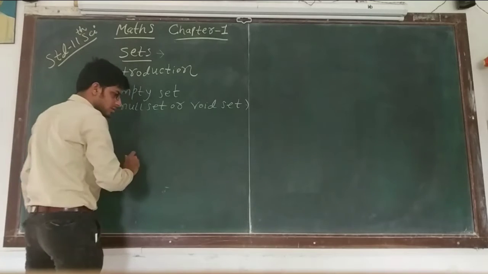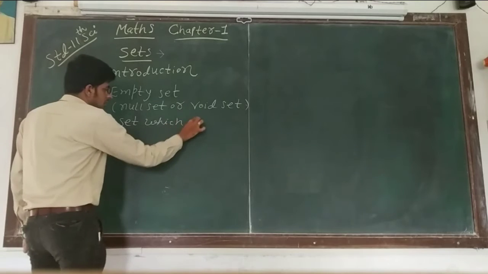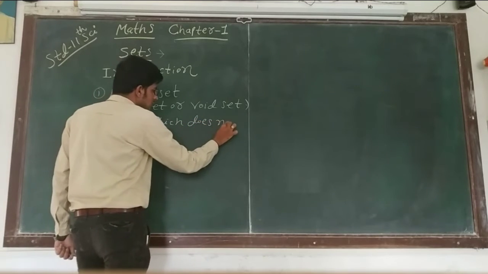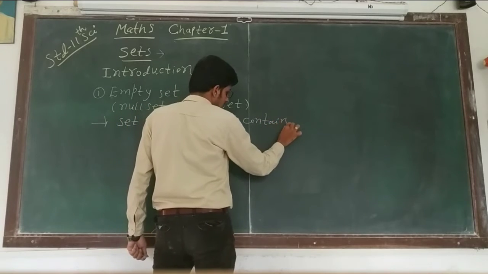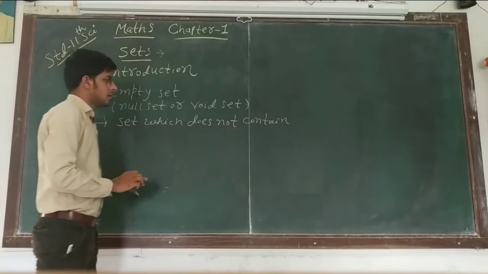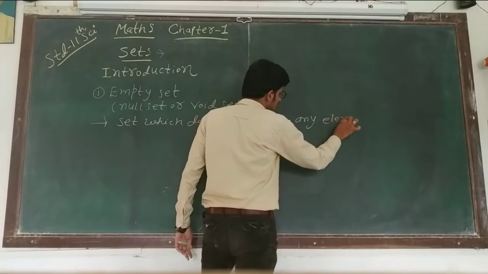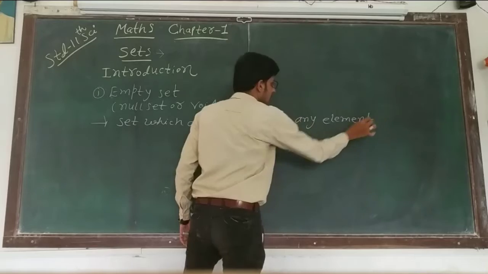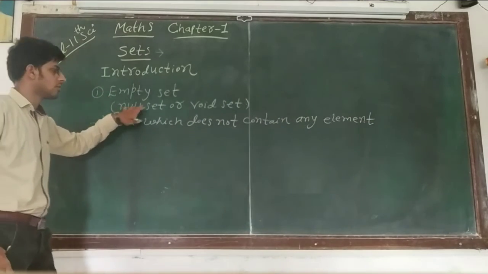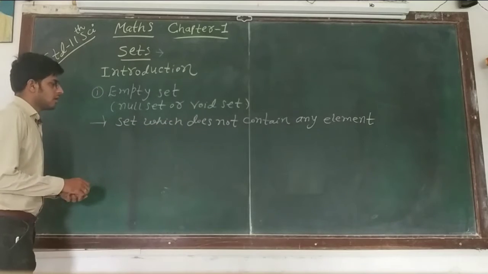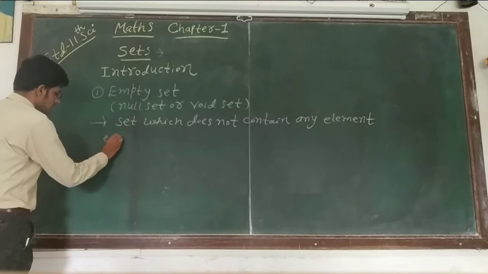So a set which does not contain any element is called empty set or null set or void set. Okay, now I am writing one example.